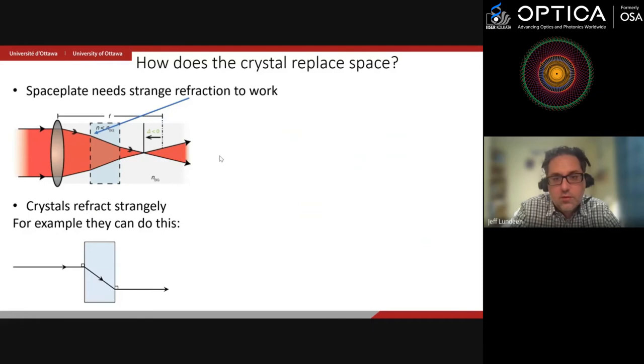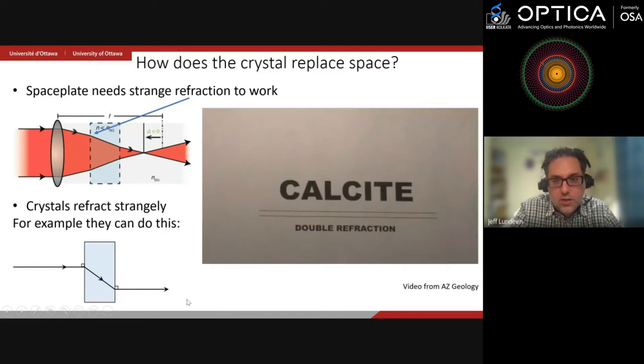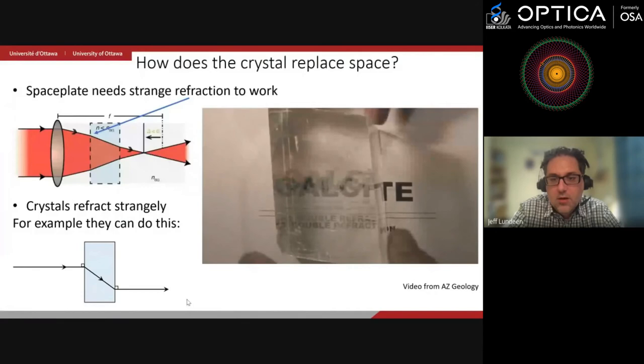Birefringent crystals can do very strange things to rays. You can have a ray coming in that's normal to the interface, so what you expect is that it would keep going. But in a birefringent crystal, it can suddenly bend and then come out again parallel to how it came in. This is called double refraction. It's kind of a weird name and doesn't really tell you what's going on, but here's an example of it.